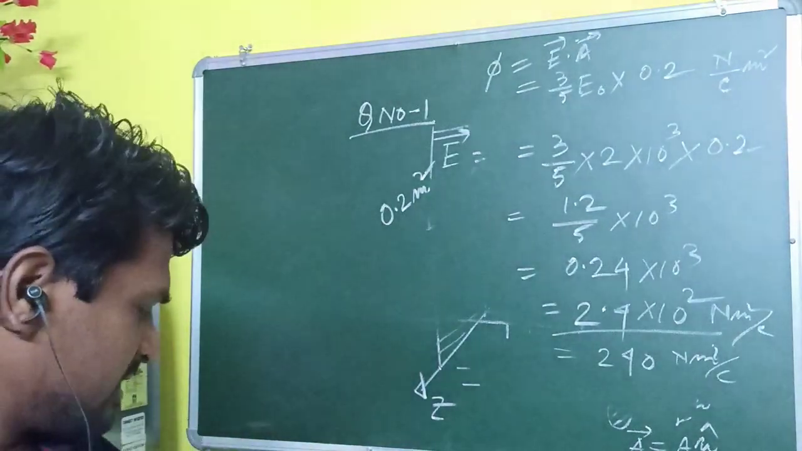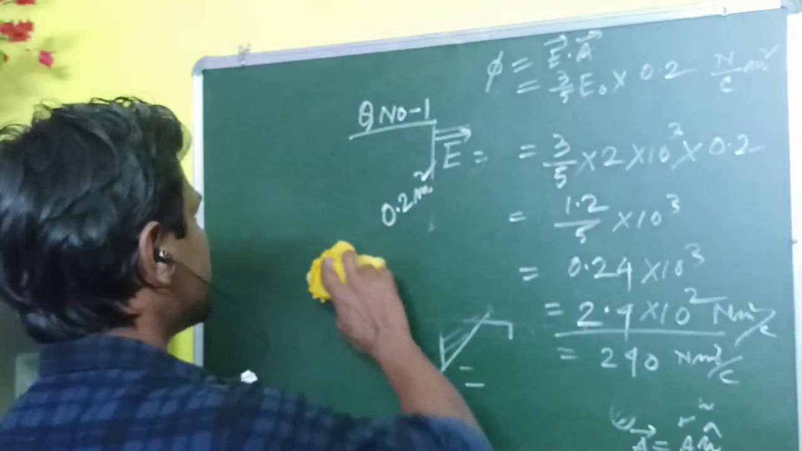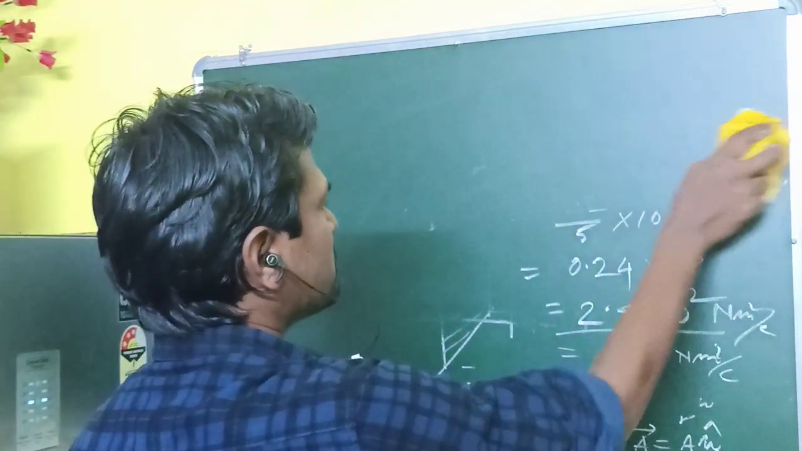The second numerical is: the charge Q is uniformly distributed. So question number 2.